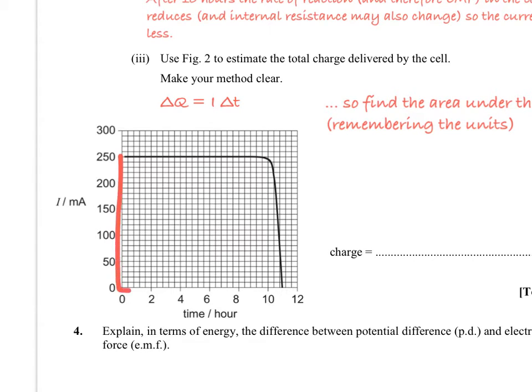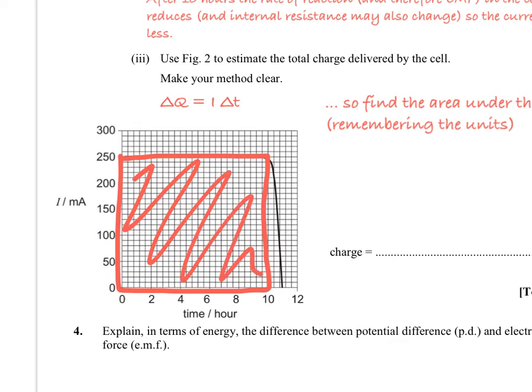Essentially for the first 10 hours, what I've got is a square. So if I find the area of that square, that's the charge delivered in the first 10 hours, and then between 10 and 11 hours what I've essentially got, to all intents and purposes, is a triangle. So if I find the area of that triangle, I'm then also going to be able to find the charge delivered in that last hour.